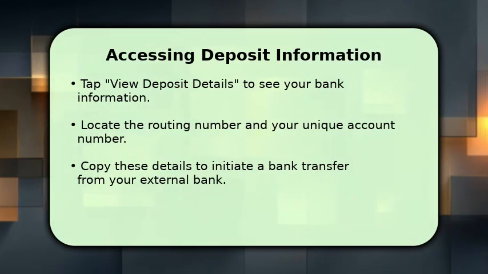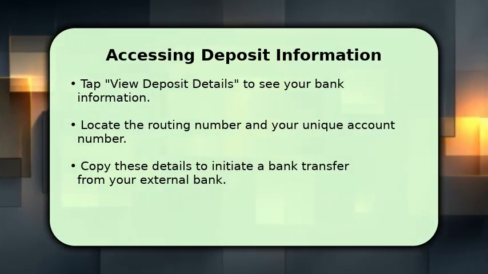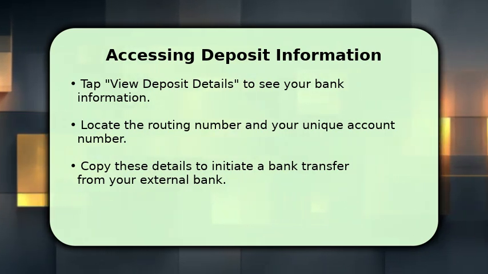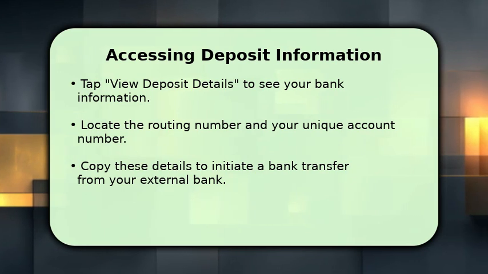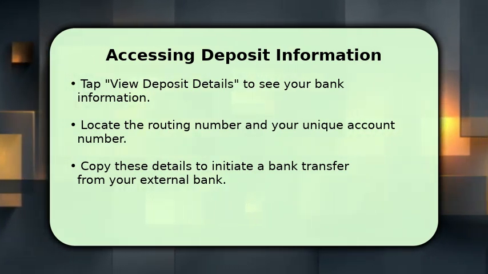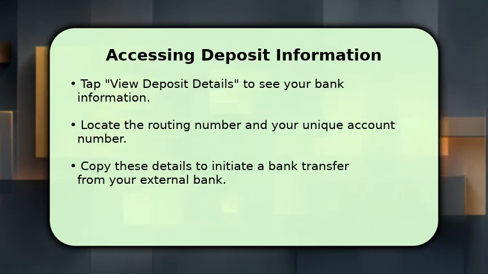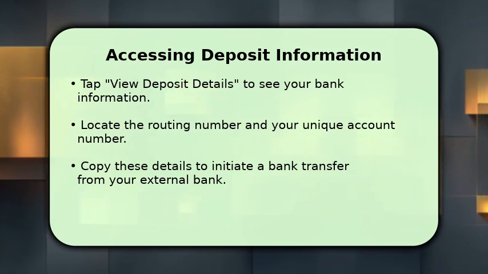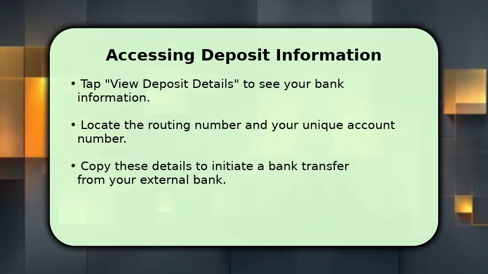After choosing your deposit method, you will see an option to view deposit details. Tapping this will display all the necessary banking information, including the routing number and your unique Crypto.com account number. Carefully copy these details. You will then use them to set up a transfer from your external bank account directly to your Crypto.com Fiat wallet.